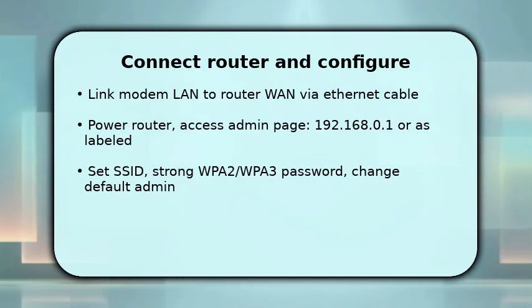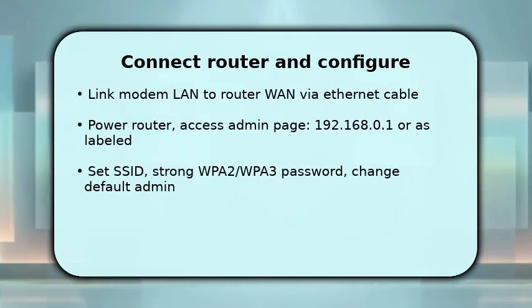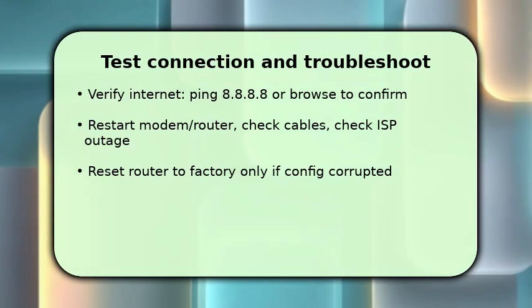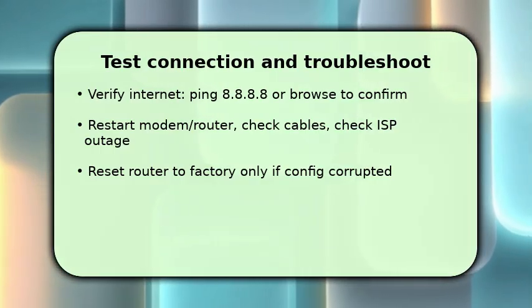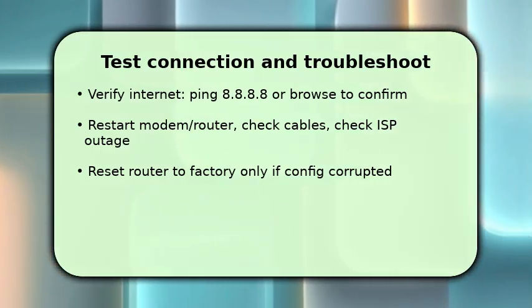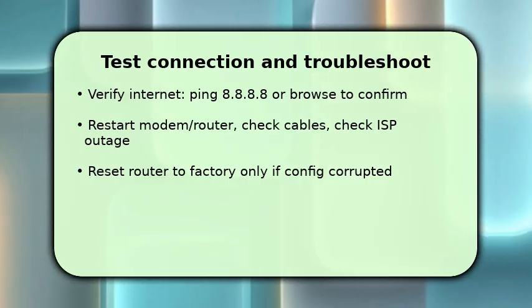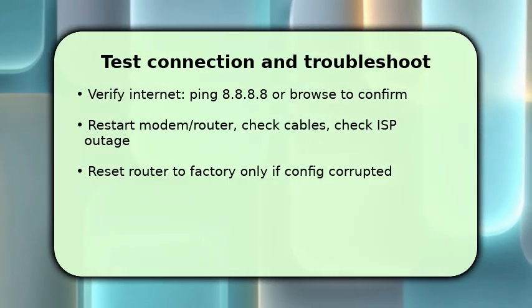Finally, test your connection by browsing a site or pinging 8.8.8.8 to confirm packets flow. This verifies DNS and routing. If you see no internet, restart the modem, then the router, reseat cables, and check ISP outage notifications. These simple steps fix most issues.